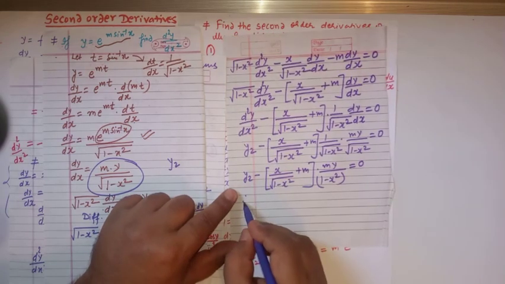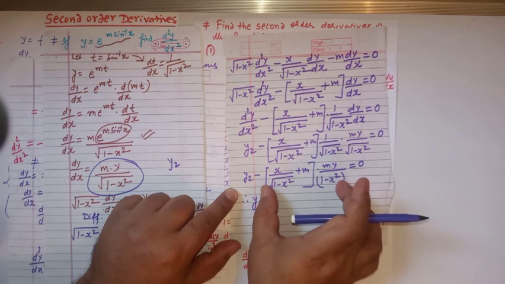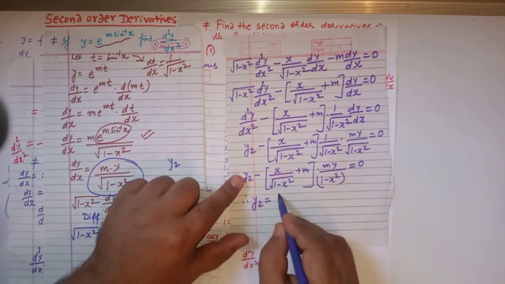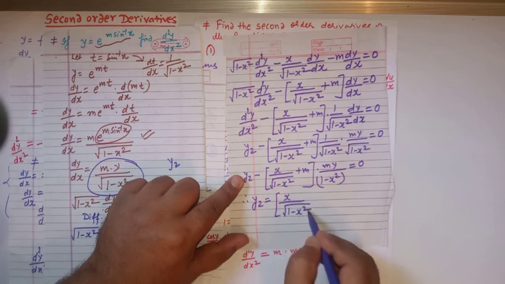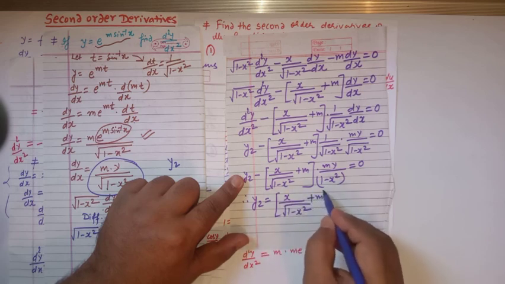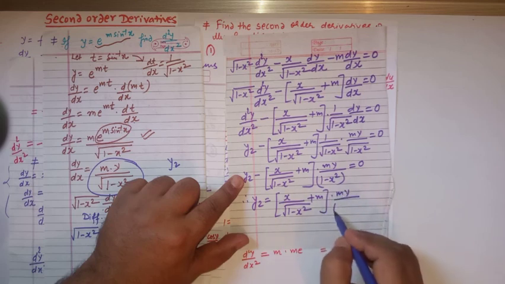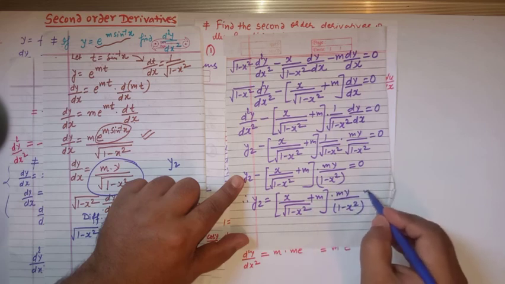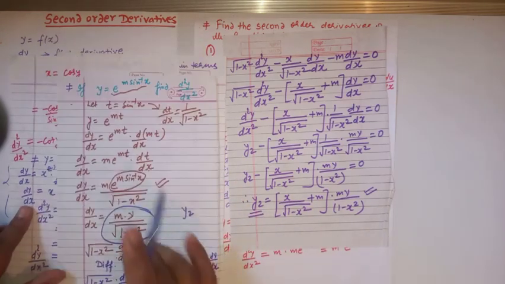So therefore y2 can be written as, if we take this term to the right hand side, x over square root of 1 minus x square plus m times my divided by 1 minus x square. So this is the second derivative of this function.